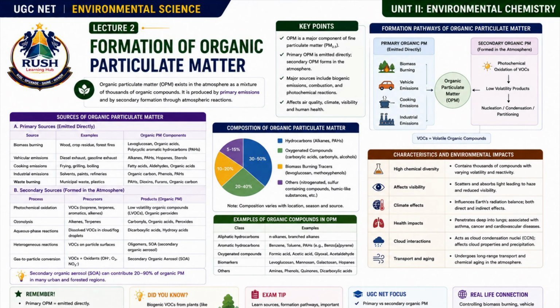Examples include biomass burning, vehicle emissions, cooking emissions, industrial activities, waste burning, and forest fires. When wood, crop residues, coal, diesel, gasoline, or organic waste are burned, organic particles are released directly into the atmosphere. For example, biomass burning produces compounds such as levoglucosan, organic acids, and polycyclic aromatic hydrocarbons, commonly known as PAHs. Vehicle exhaust releases alkanes, aromatic hydrocarbons, sterols, and organic carbon particles.